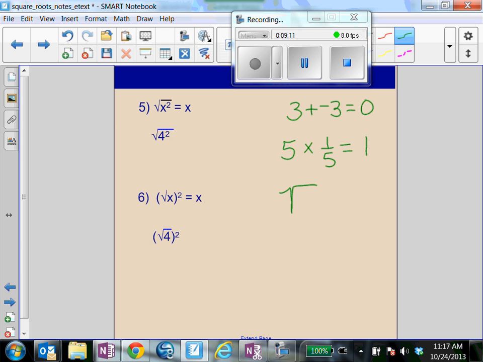So if I'm square rooting a 4, the inverse operation would be to square it, and that'll give me 4. If I'm squaring a 4, the inverse operation is to take a square root, and that'll give me a 4. And we'll be using this property when we solve equations. So we're now going to see these properties with numbers 5 and 6.